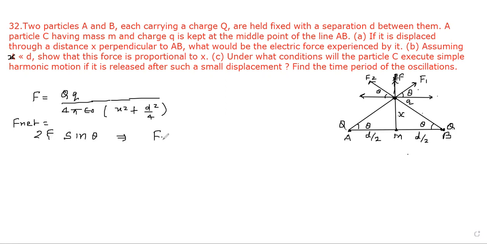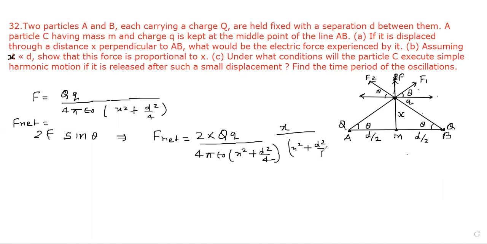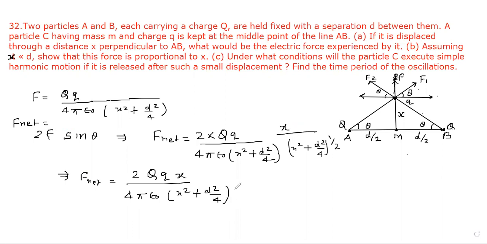So this implies F net will be twice of F we have evaluated as capital Q small q divided by 4 pi epsilon naught times x square plus d square by 4, and sine theta means perpendicular upon hypotenuse, so that will give x upon x square plus d square by 4 to the power half. Now, we can write it further. F net will be equal to 2 capital Q small q times x divided by 4 pi epsilon naught times x square plus d square by 4 whole power 3 by 2.